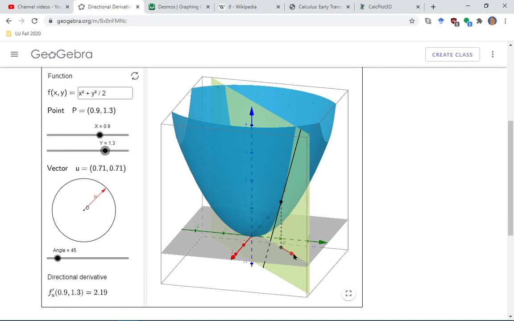So what we do is that we construct a plane that passes through the point that we have in mind and also passes through the direction vector that we have. So this is this green plane here. This green plane is going to intersect this blue surface that we had at the beginning. At the intersection of these two, we see a curve.